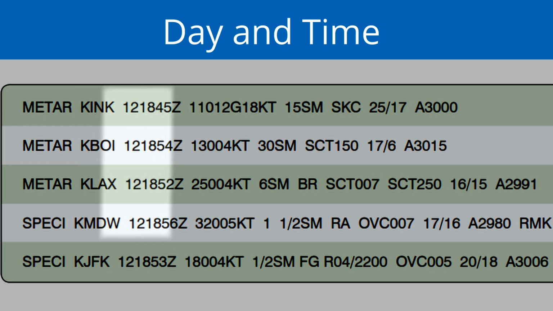After that, you will see the day and time the METAR was observed. The first two digits will be the day of the month it was observed. In this case, it was observed on the 12th day of the month. The 4 digits after that is the time of the day. It says 1845 with a Z on the end, meaning this report was observed at 1845 Zulu or 645 Zulu.